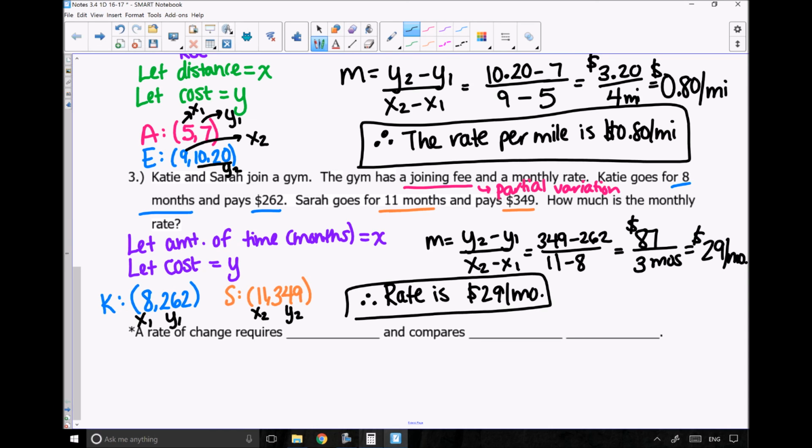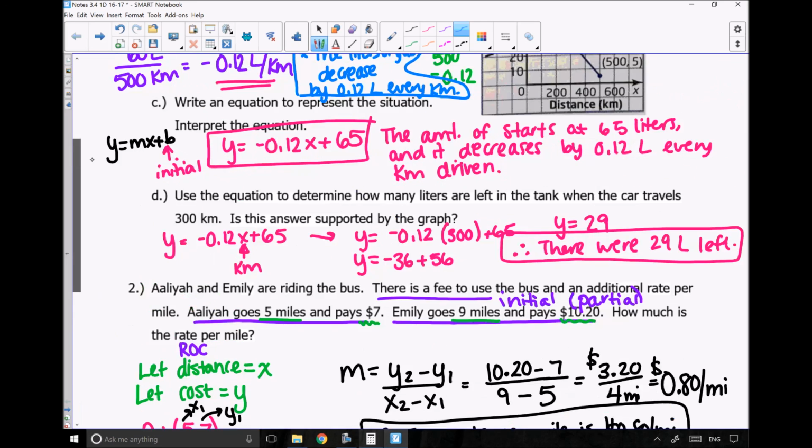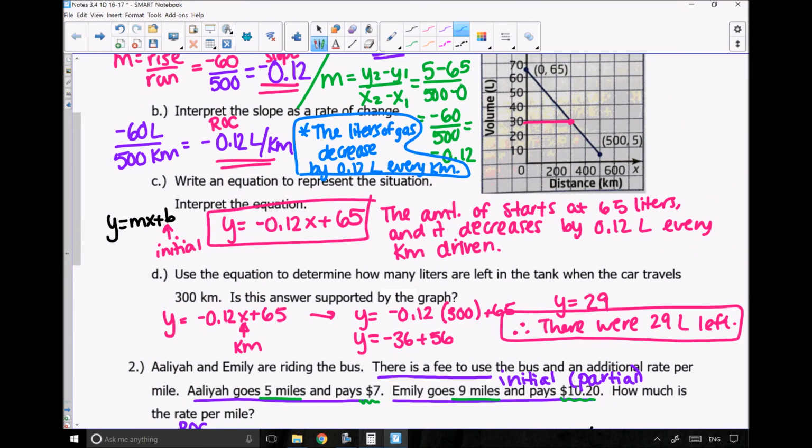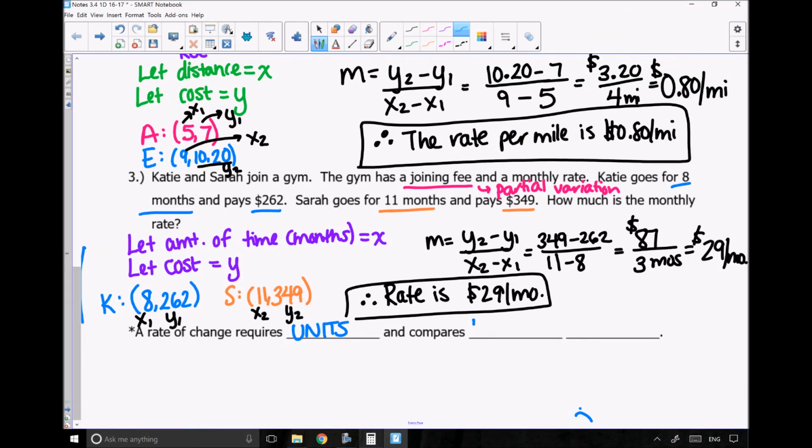Okay? All right, so lastly, we need to write down that a rate of change requires units. So we can't just say a rate of change is 29. We have to say $29 per month, okay? And it compares how many different things? Well, we've got dollars per month. That's 2 things. We've got dollars per mile. That's 2 things, right? Over here, we had liters per kilometer. It's 2 things. So it always compares 2 quantities. Okay?